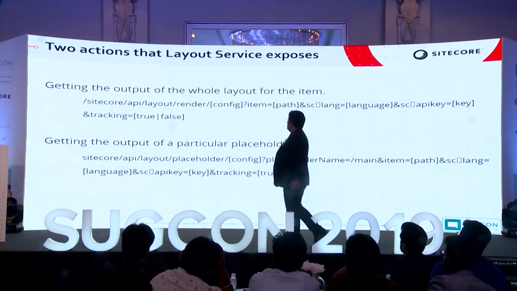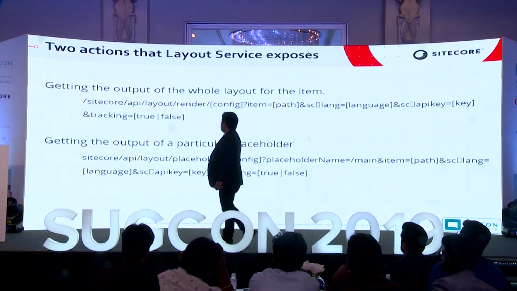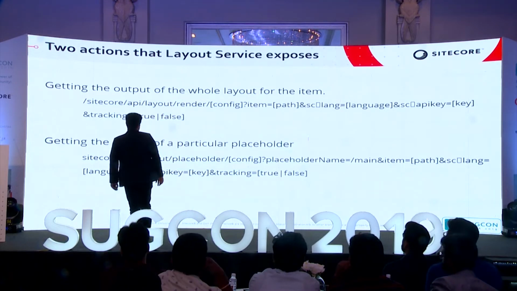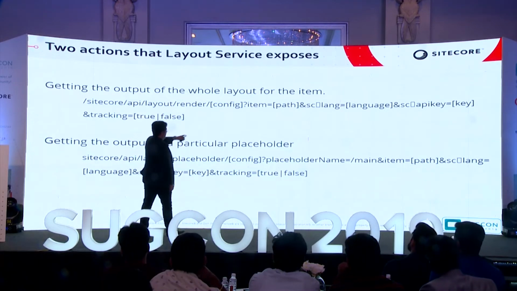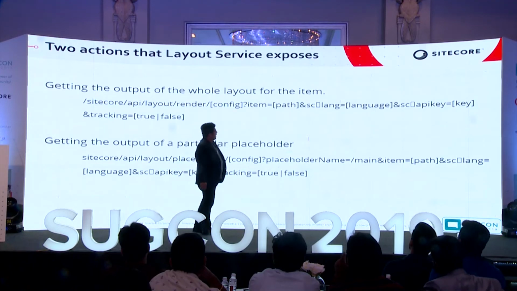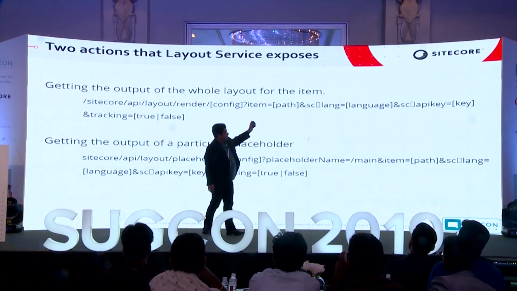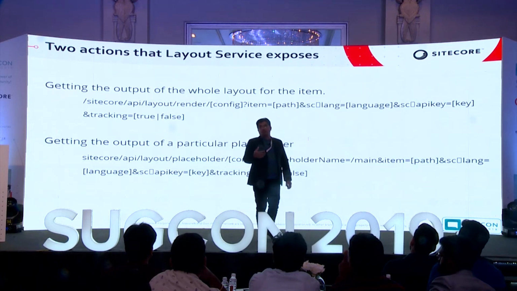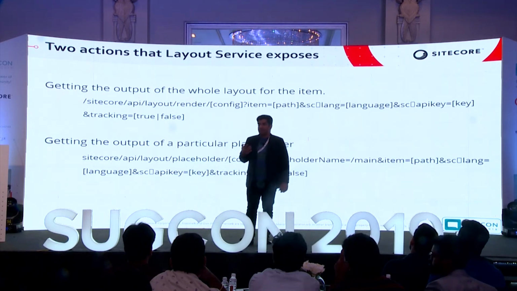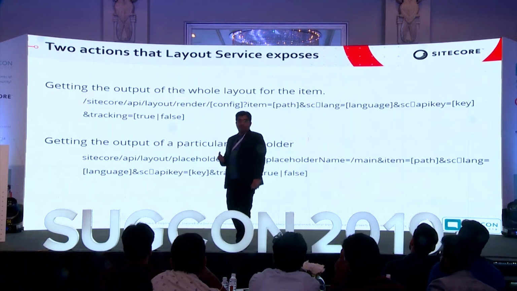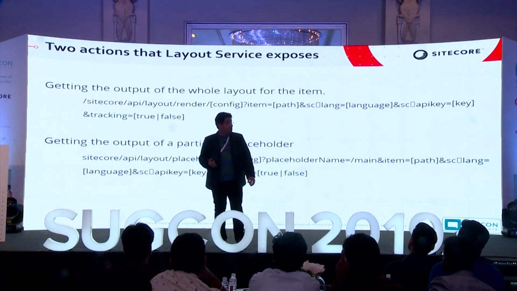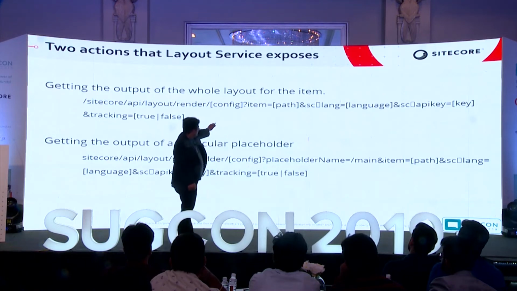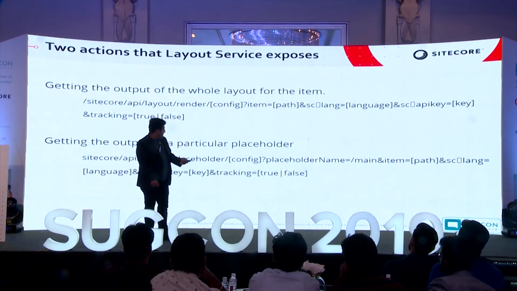So two actions Layout Service exposes: getting the output of the whole layout of the item, and you can specify the item with the path and language parameters, and then the Sitecore API key. When you set up JSS, you have to provision API keys and all those things, so as to have secure communication with the content server. But the important thing is you're passing the item path.